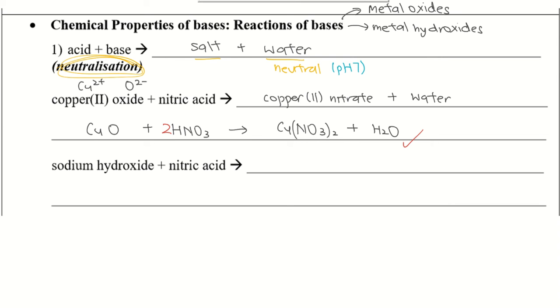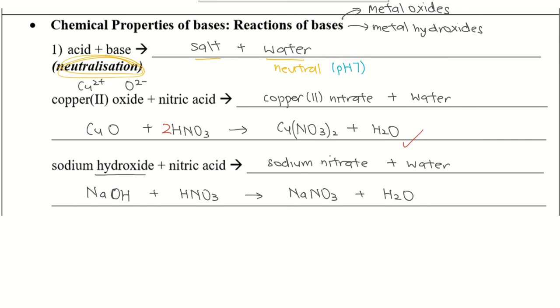The next example is sodium hydroxide plus nitric acid. Sodium hydroxide is a base because it's a hydroxide. Chemical formula NaOH. Now, you try to write the chemical equation and formula. Pause this video if you need to. This is the answer for the balanced chemical equation.